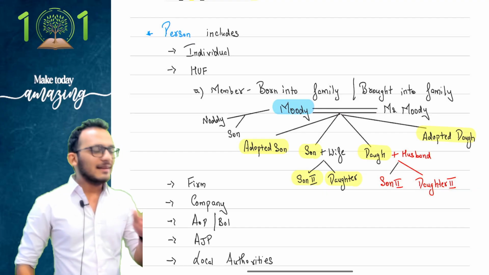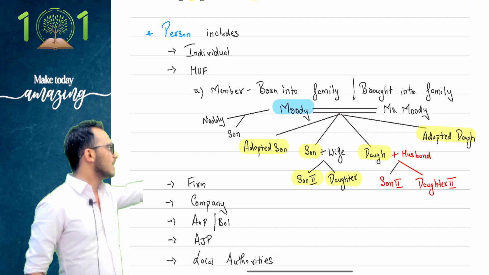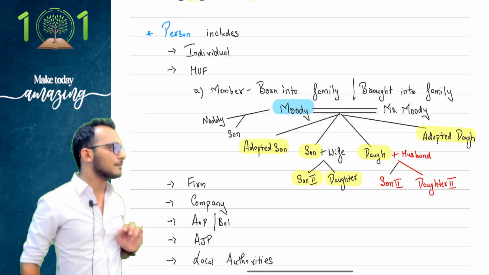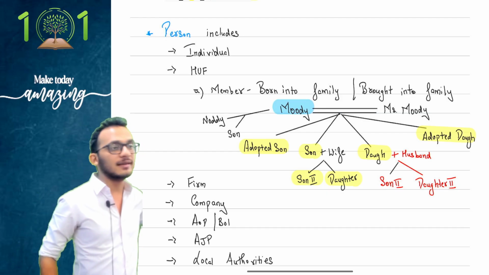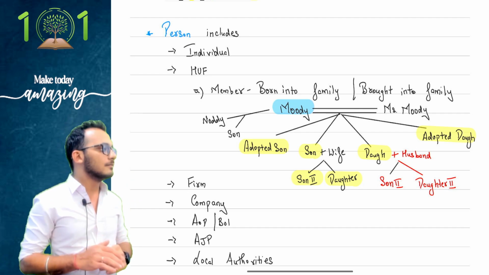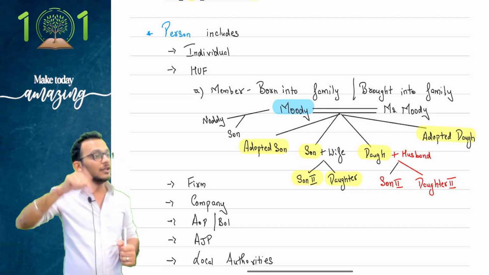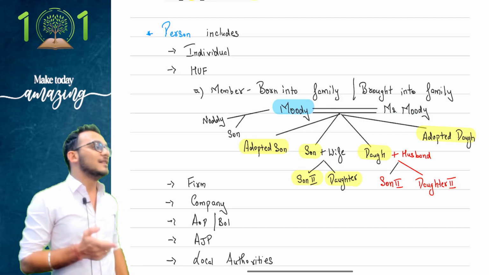Okay, he's not wrong. You have to understand this concept carefully, people. Imagine a scenario where Moody and Noddy already had a HUF. At this stage, if Noddy dies, will the HUF shut down? No, because there is already a kid in existence. When the kid is in existence, the HUF will remain alive. And when Mrs. Moody joins, she will become part of this HUF. They won't have to create a new HUF.